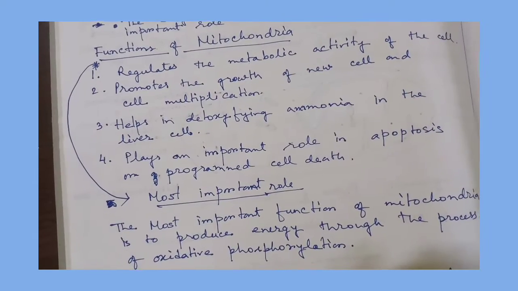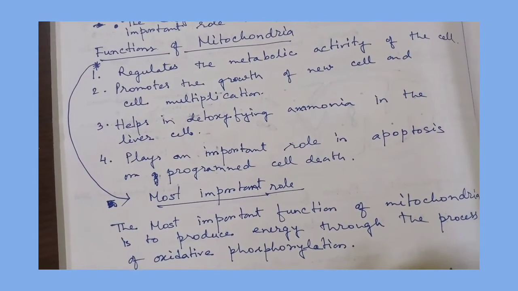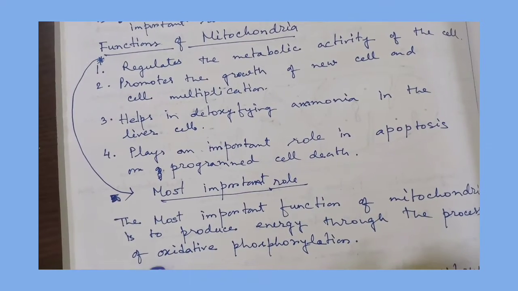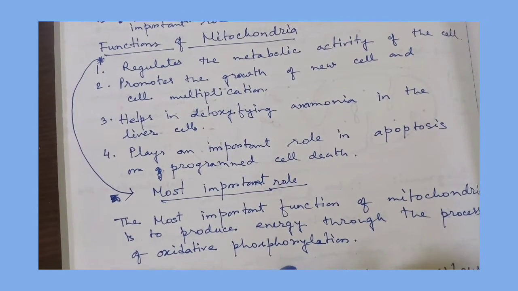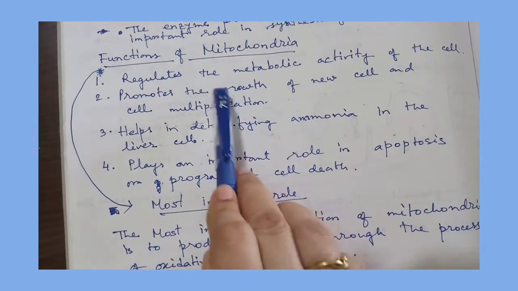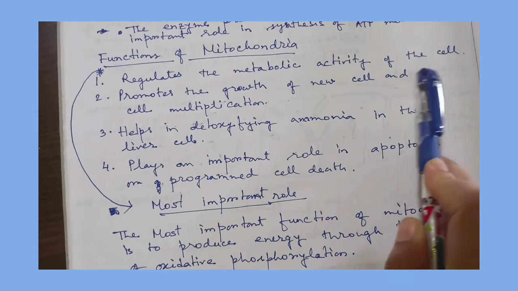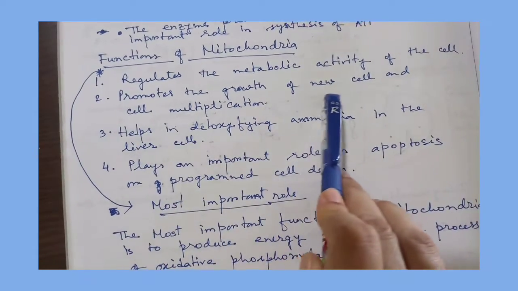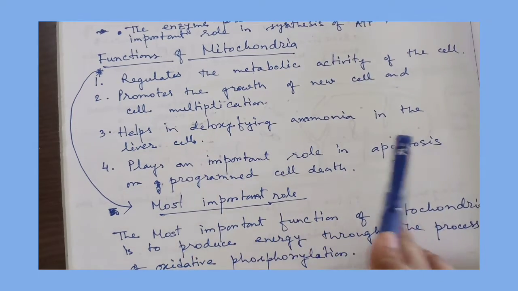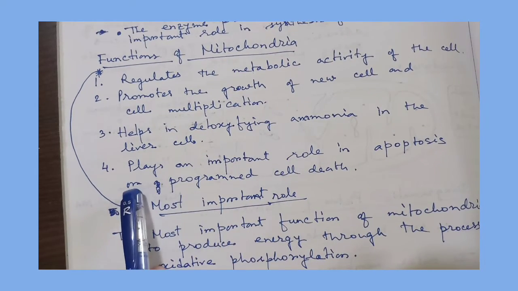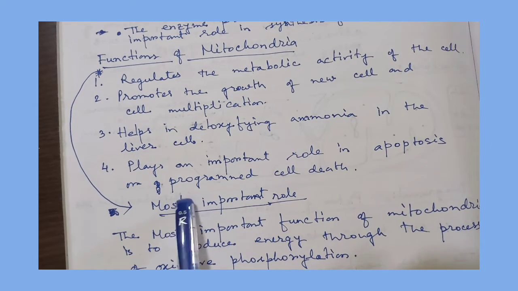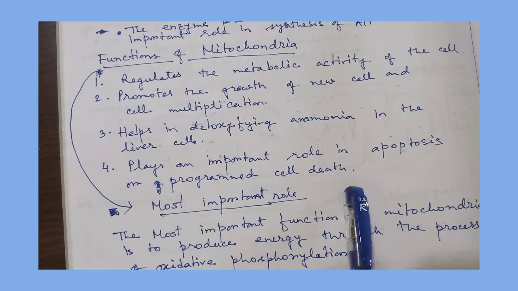What is the function of mitochondria? The most important function of mitochondria is to produce energy through the process of oxidative phosphorylation. Other functions are there: it regulates the metabolic activity of the cell, promotes the growth of new cells and cell multiplication, helps in detoxifying ammonia in the liver cell, and plays an important role in apoptosis or programmed cell death.